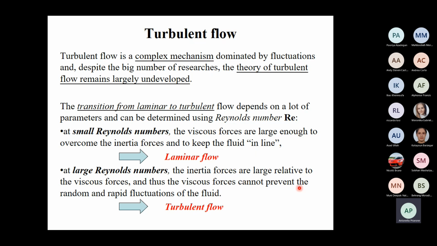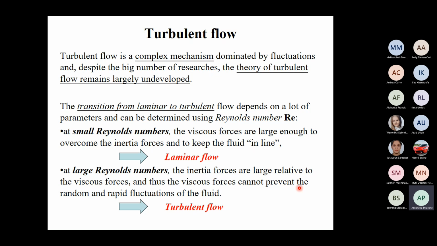Turbulent flow. We know that we have two different regimes of possible fluid flow, the laminar flow and the turbulent flow. Turbulent flow is still unknown. That means we have a lot of researchers that study turbulent flow, but the theory is not clear. Not yet clear because it's a very complex phenomenon. So we have a lot of theory, a lot of studies, but the theory is continuously changed and updated.